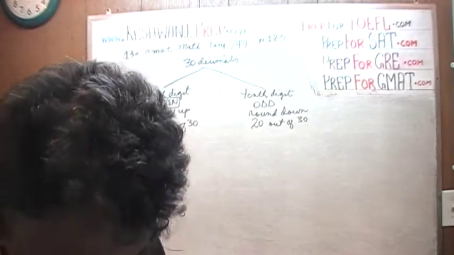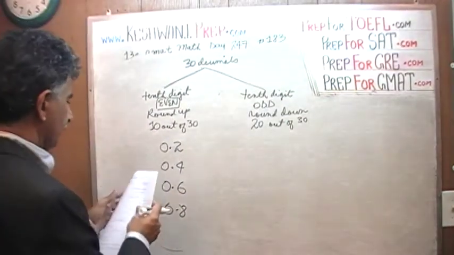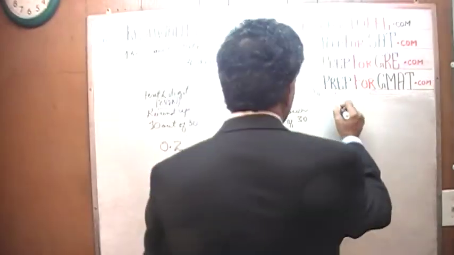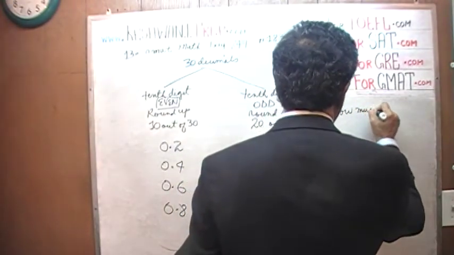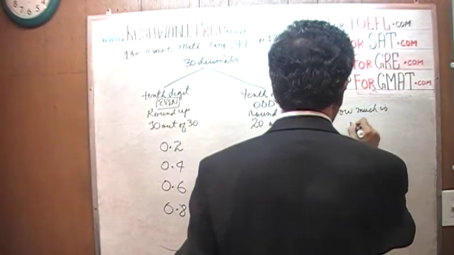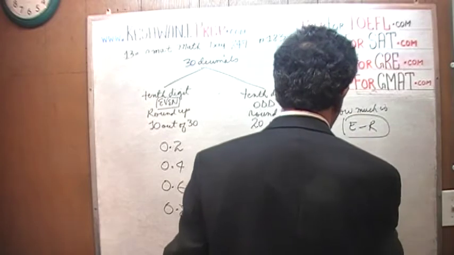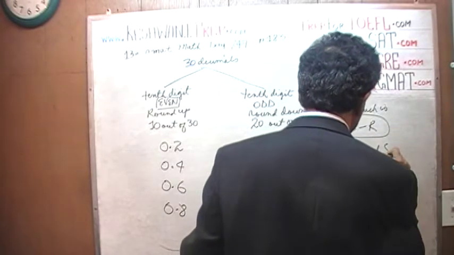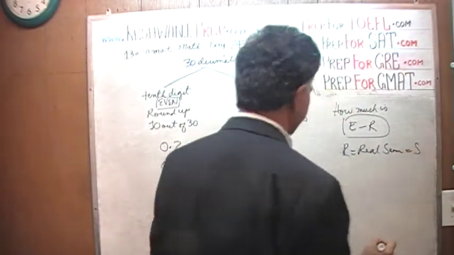Enough of the talk. So the question is, how much is E minus R? R, as I said, is the real sum, which they're calling S. I'm not going to call it S.